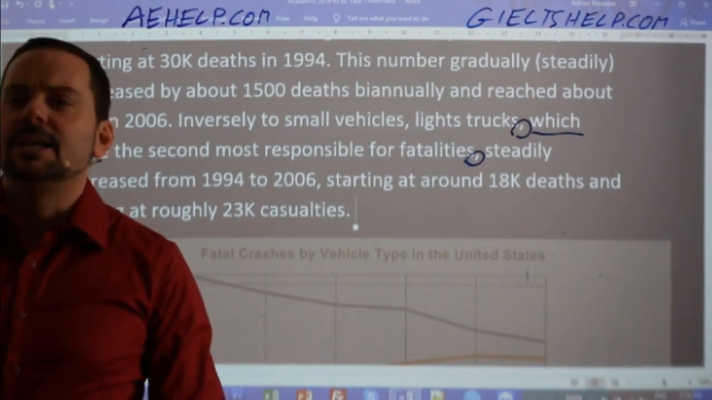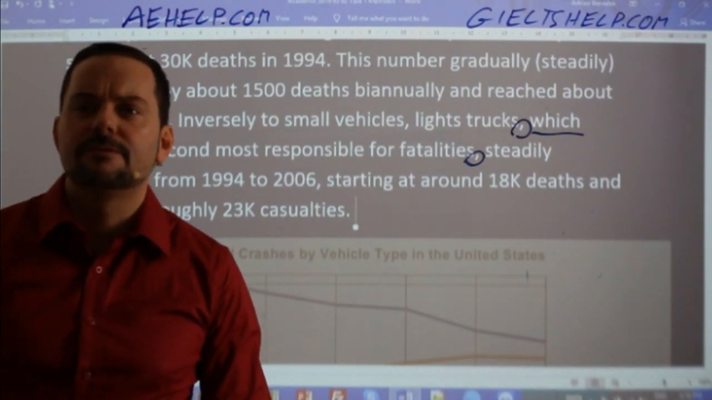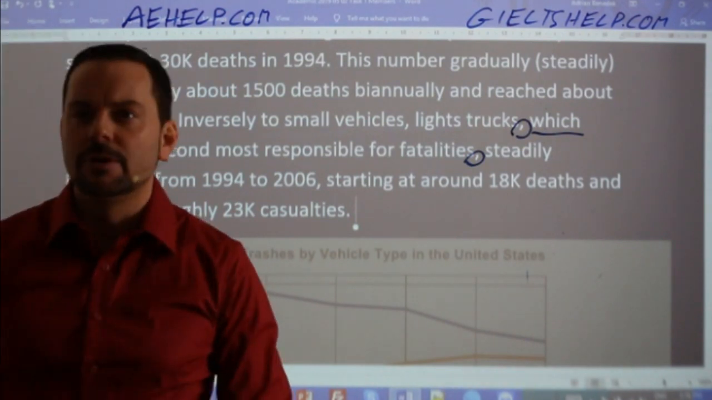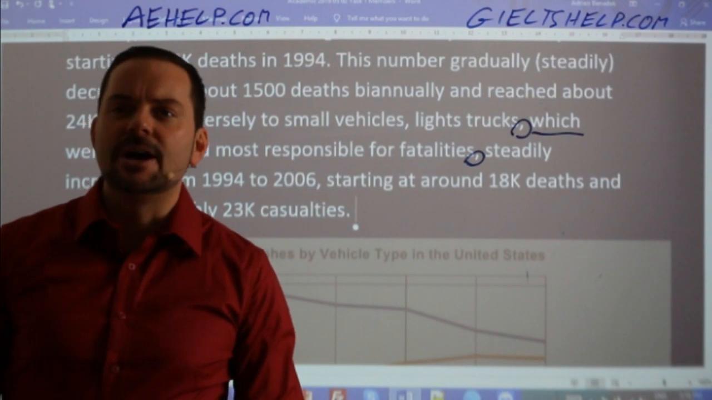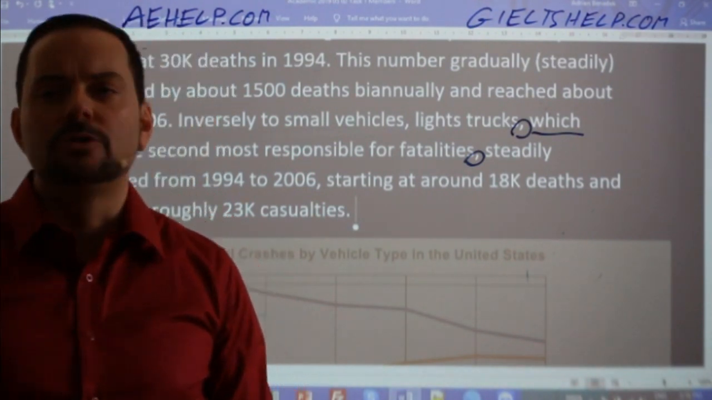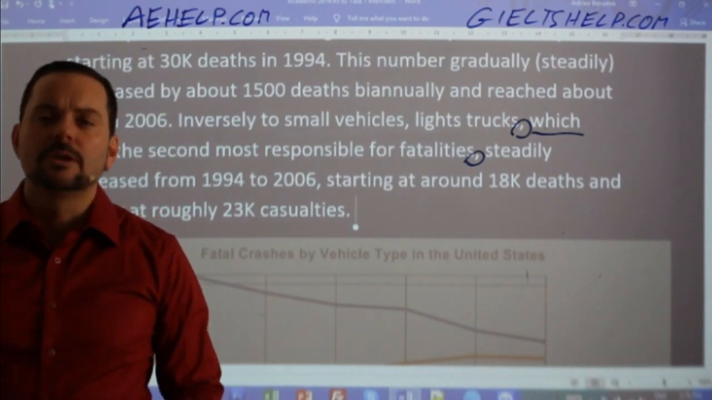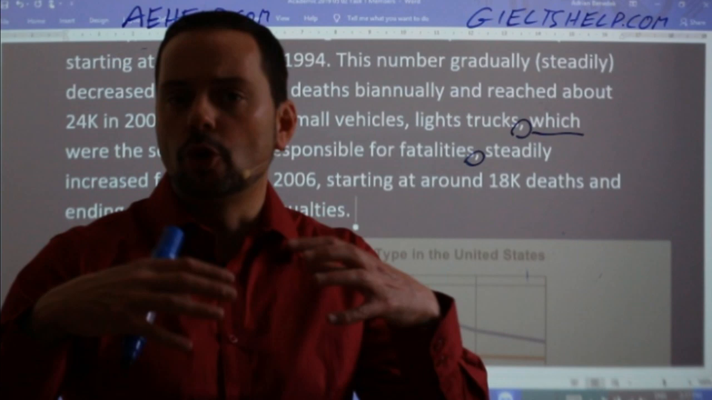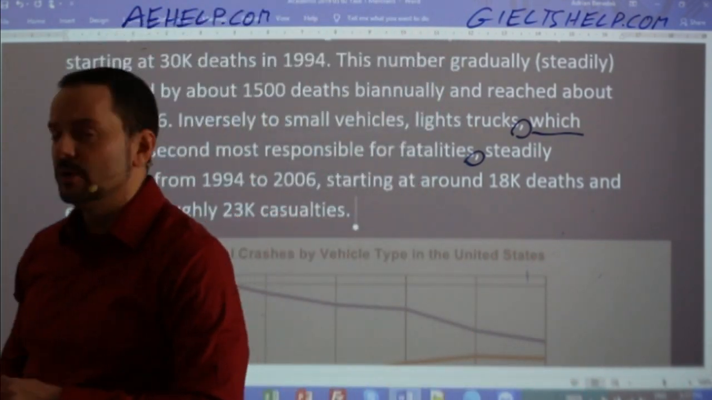Aigul: Simultaneously, light trucks had taken much life from passengers at around 18,000 in 1994 and gradually rose until the death toll was around 23,000. Great. Aigul, the word that you're looking for there is death toll. Death toll is an expression that means the total number of deaths. Okay, so I'll teach you that vocabulary.